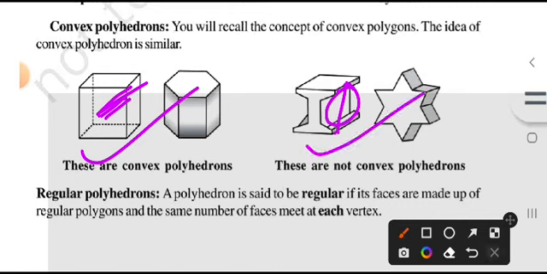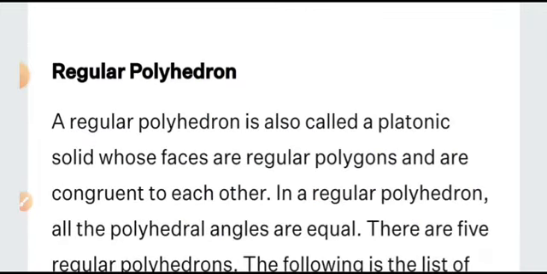Okay, and then we discussed regular polyhedrons. In case of regular polyhedrons, the faces must be made up of regular polygons, and on each vertex there should be an equal number of faces. And we know that there are 5 regular polyhedrons: the tetrahedron, cube, octahedron, dodecahedron, and icosahedron. These are the examples of regular polyhedrons.